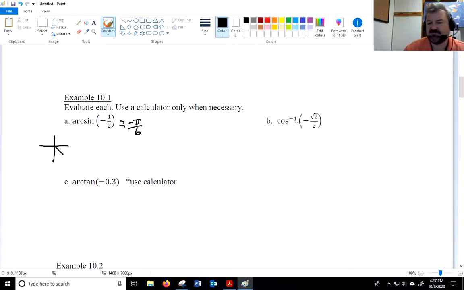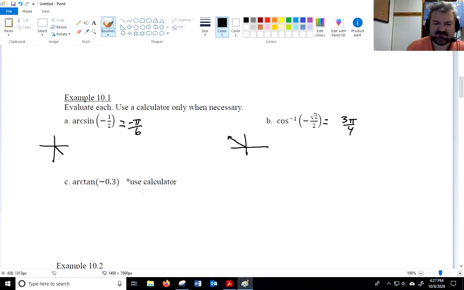All right, cosine inverse, just another way of saying arccosine, of negative root 2 over 2. Well, arccosine is limited to quadrants 1 and 2, so that's going to be over here where we have negative root 2 over 2 for the cosine values. And so that is going to be a pi over 4 angle, and it'll be 3 pi over 4, because the angles over here have a numerator of 3 pi, one less than the denominator.